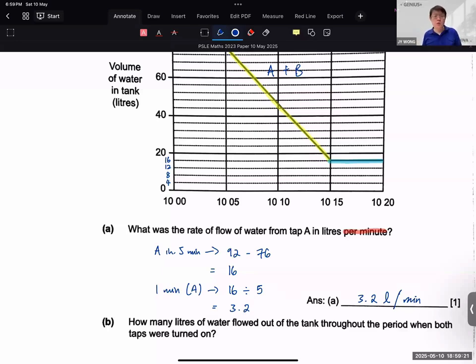My understanding is if you wrote liters for this particular year, they did not penalize you. They did not penalize students who wrote liters instead of liter per minute. But you need to be a bit careful. The unit here should be liter per minute as mentioned in the question. Okay, so don't lose marks to careless things like unit.